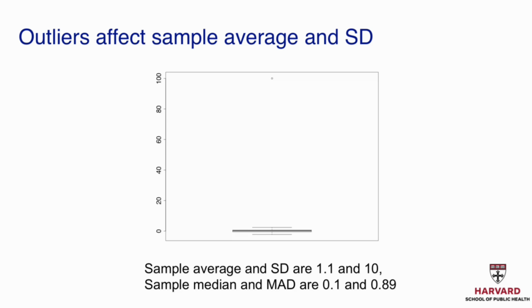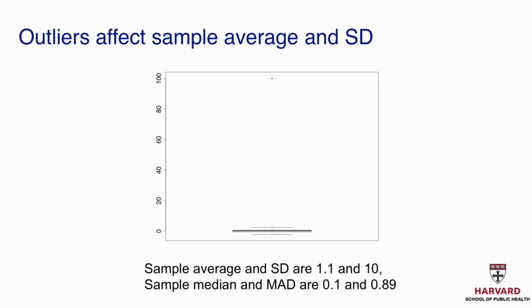We in statistics call points like this outliers. They didn't come from the original distribution. They came from another process, in this case a mistake. Now what is the problem with outliers? And these are common in high throughput measurement.